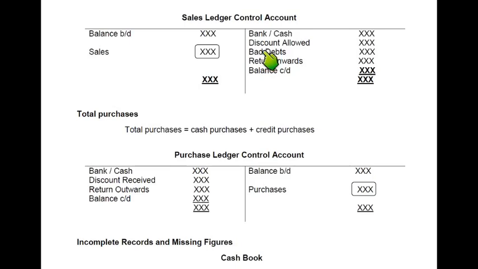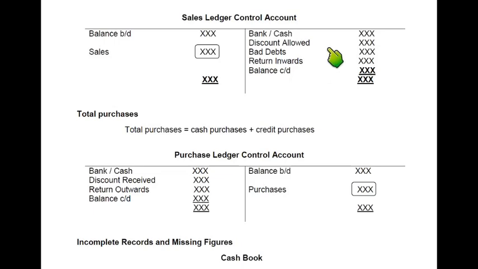If the customers are unable to pay us the money they owe to us, they are known as a bad debt. Bad debt normally decreases debtors: bad debt debit, or debtors account credit. Then we have return inwards, also known as sale return. Return inward will be debited and debtor account will be credited.